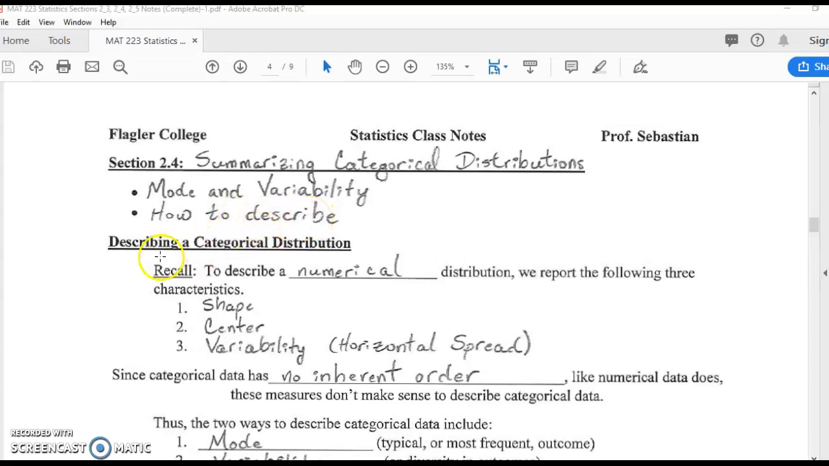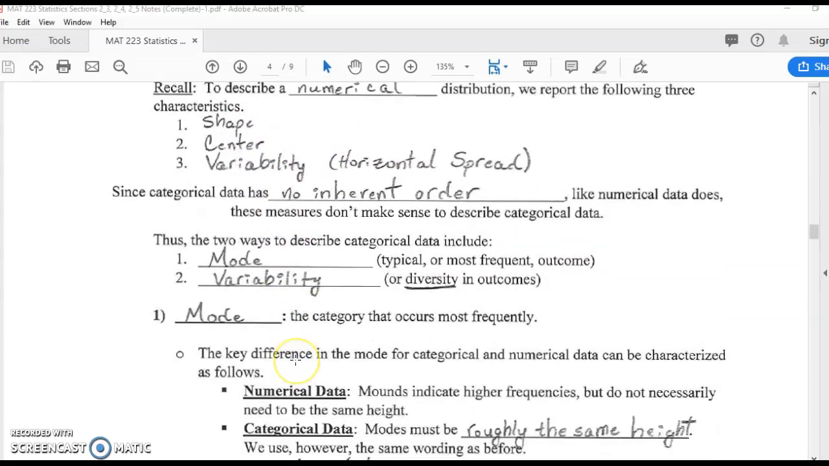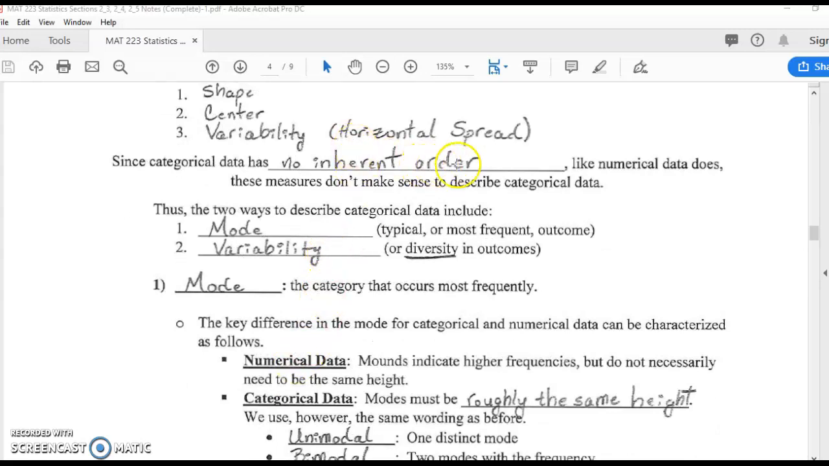So describing a categorical distribution, recall that to describe a numerical distribution, we want to do shape, center, and spread. Shape, center, variability, which is horizontal spread. When I say it quickly, I like to say shape, center, spread. Since categorical data has no inherent order, however, like numerical data does, these measures don't make sense. So we can't use shape, center, spread, right? There is no order to it. There's no shape. There's no center, okay?